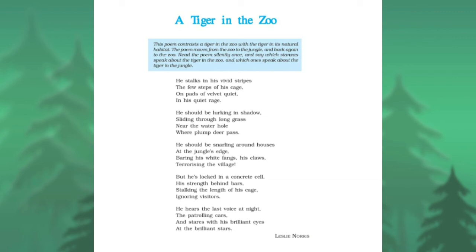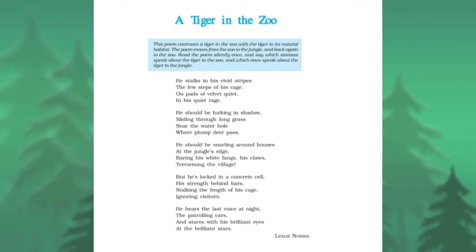And he cannot do anything. Instead he can only walk the length of the cage. He can walk to and fro in the area in the cage, and he ignores the visitor. In the zoo, the visitors come, but he does not give importance to them. He just moves from one corner of the cage to the other corner. Okay, then he hears the last voice at night, the patrolling cars, and stares with his brilliant eyes at the brilliant stars.